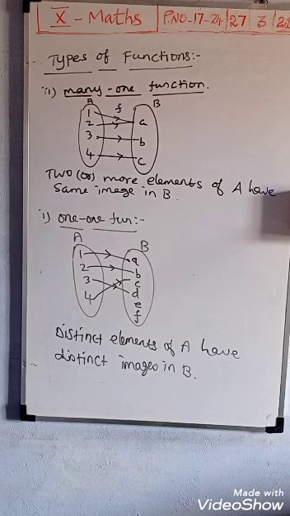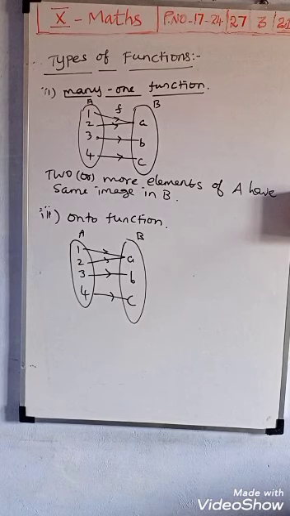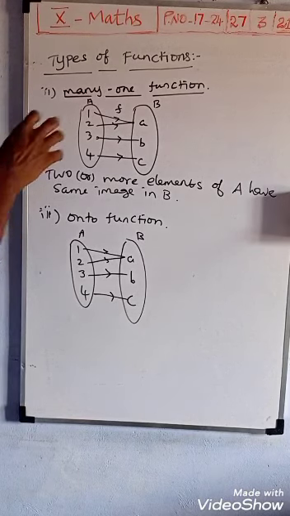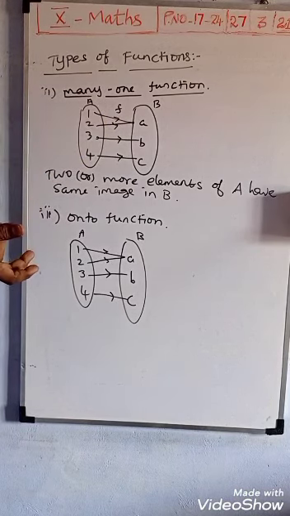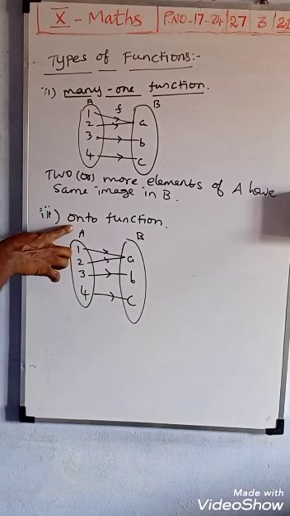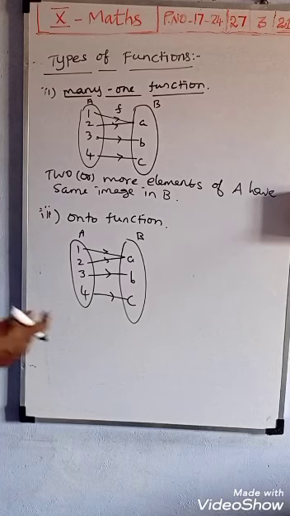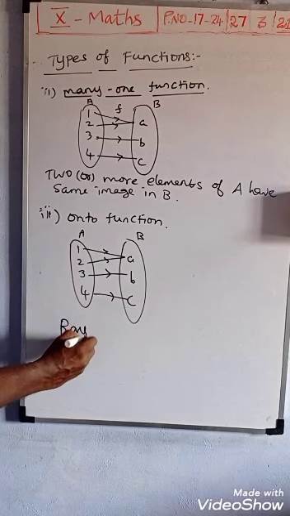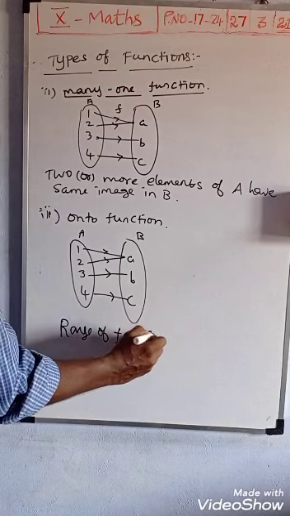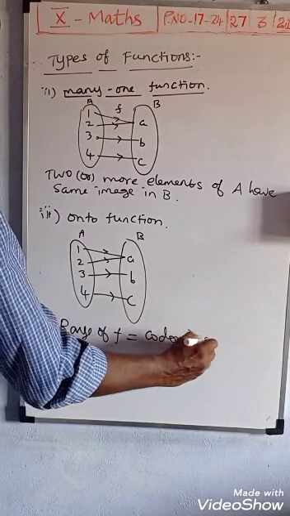Then next, the onto function. What is an onto function? We use the same arrow diagram as for the many-one function. 1-1 and many-one we compare from the domain to the codomain. But onto function means we compare from the codomain elements. Here two definitions are there, you can use any one. Range of f is equal to codomain. Range of f is equal to codomain.